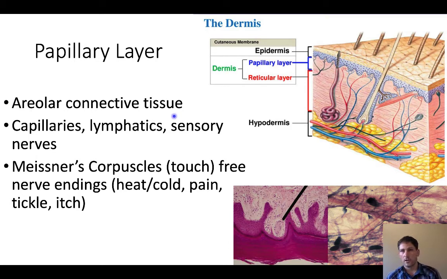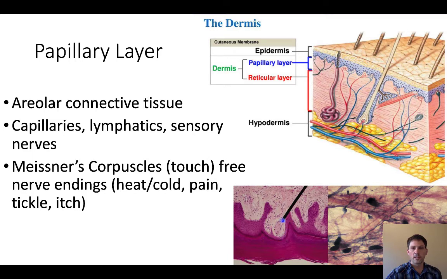Great test question. Which of the following tissues is the papillary layer made of? A, B, C, D, E. Okay. In there we see capillaries, we see lymphatic system, we see sensory nerves that are in there to help us feel and sense what's above. And this is where we find our Meissner's corpuscles.